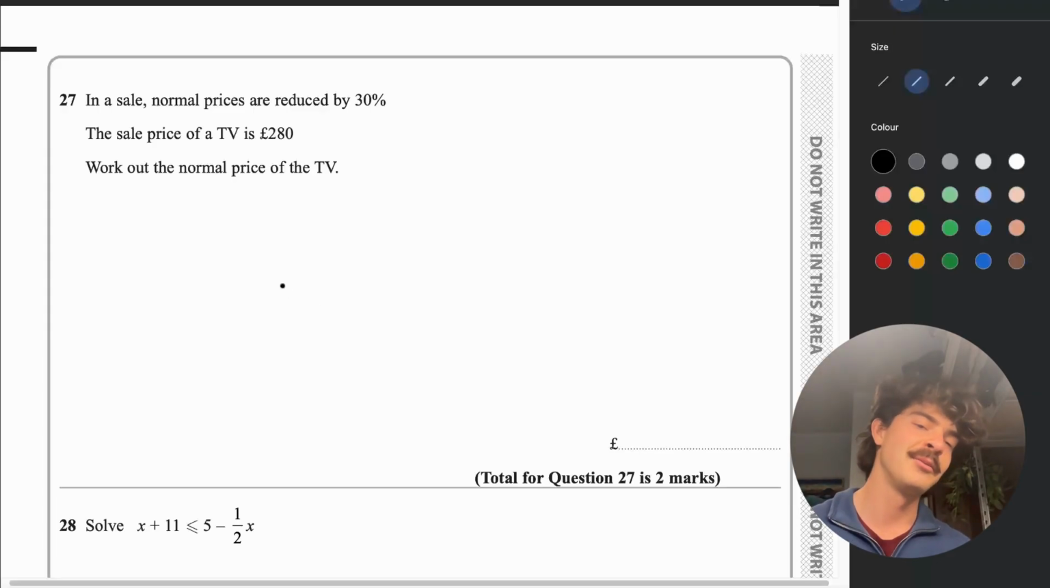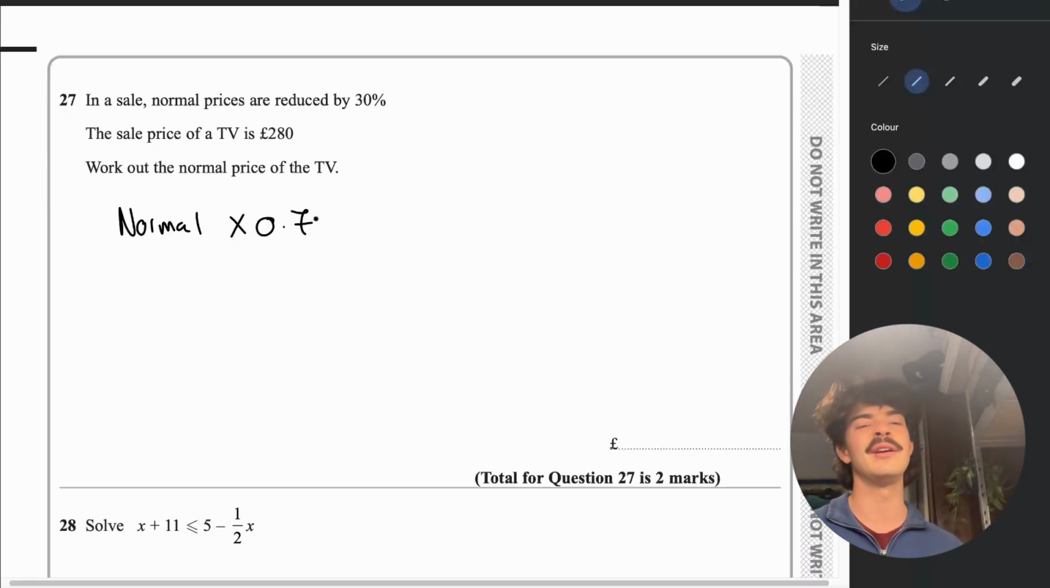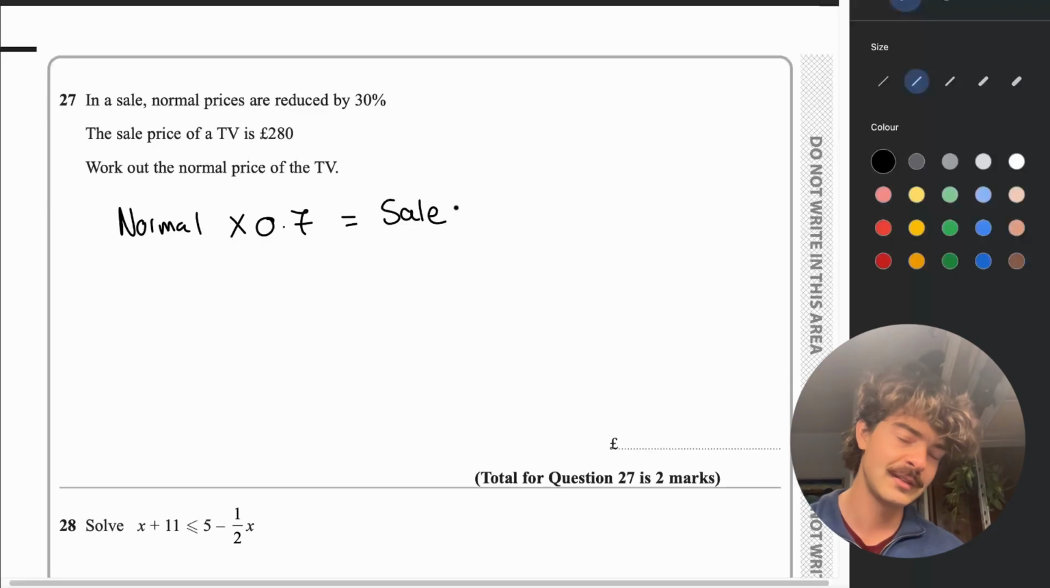Okay, so we have a normal price. To get the discounted price, we reduce it by 30%. This is the same as multiplying it by 0.7. If we multiplied it by 1, we'd have the whole value. But if we were to decrease it by 30%, we end up with 70% of the value, or 0.7. And this is going to equal the sale price.